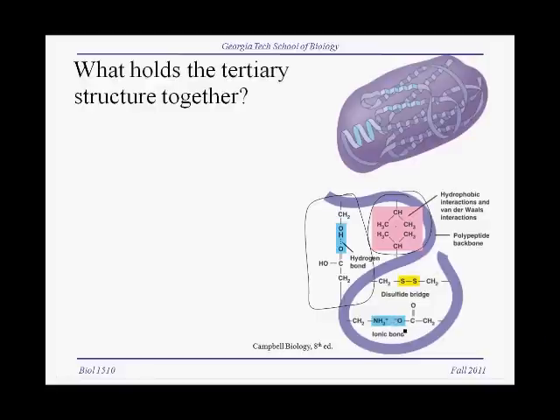Then other side chains, the ones that are ionized and carry positive and negative charges, can form ionic bonds. And finally, the cysteines with their sulfhydryl groups, the sulfhydryl groups can form disulfide covalent bonds. So these are covalent bonds between the sulfurs, and they're very strong, and they have a special role in stabilizing the structure of proteins.